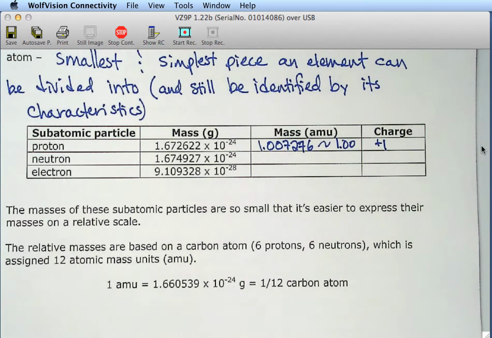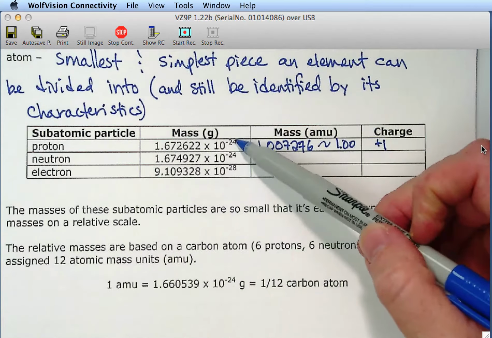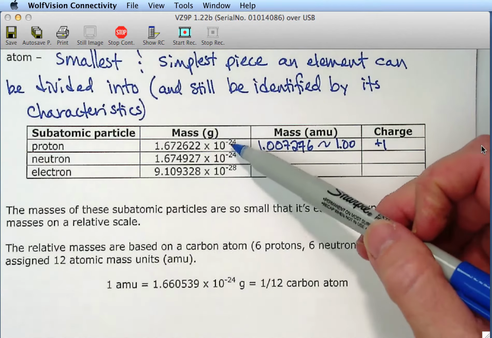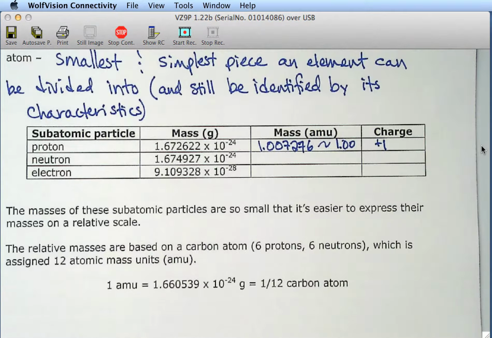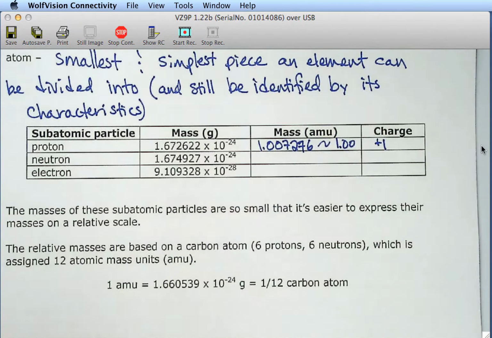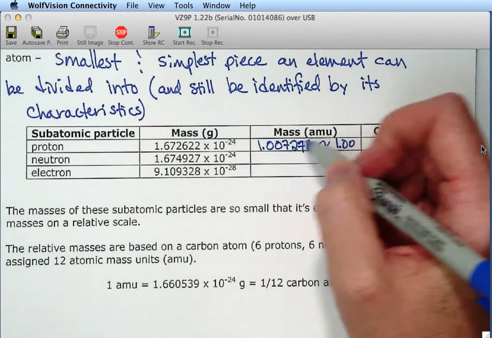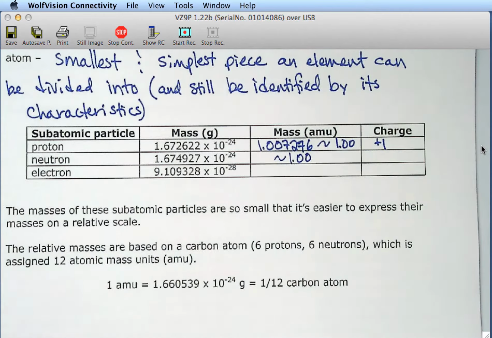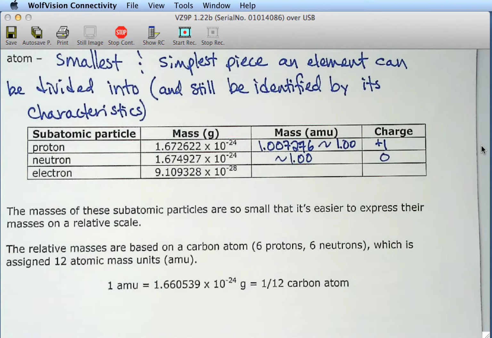The neutron has mass, and if you look at these masses in grams, you can see that the proton and the neutron are the same magnitude, negative 24. The electron is not the same magnitude, negative 28. So again, the neutron, you can take your answer out very far, but it's approximately 1. The charge on a neutron is 0. So a neutron is neutral. So there is no charge.